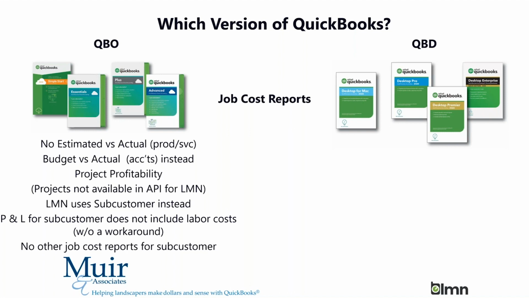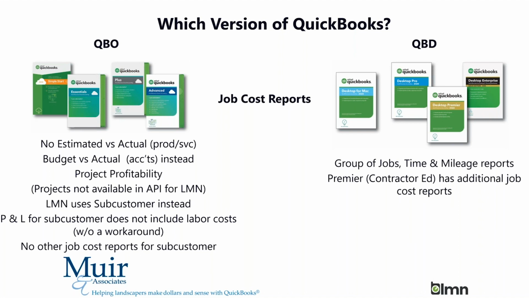So you can do a budget versus actual, which most of you probably wouldn't do. You can do a P&L for the sub-customer and just realize your labor costs aren't there. If you are in the desktop, they actually have a group of reports under job, time, and mileage. So it's not just one report, there's a whole slew of reports in there. If you are in Premier or Enterprise and in the Contractors Edition, there's additional job cost reporting. And if you're in Enterprise, they have a work in process summary report, which is good if you do percent completion, and it's so much faster than if you had to do it by hand.